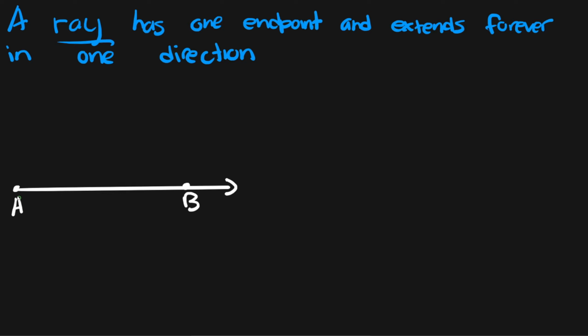You always have to start it with the endpoint. So this is AB. So this would be ray AB. You put a line and then an arrow in one direction.